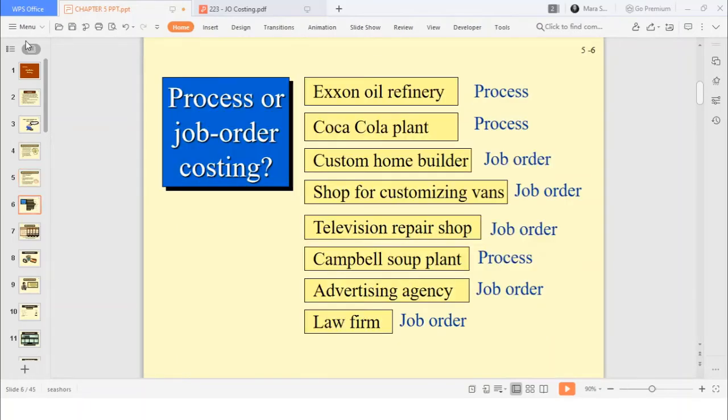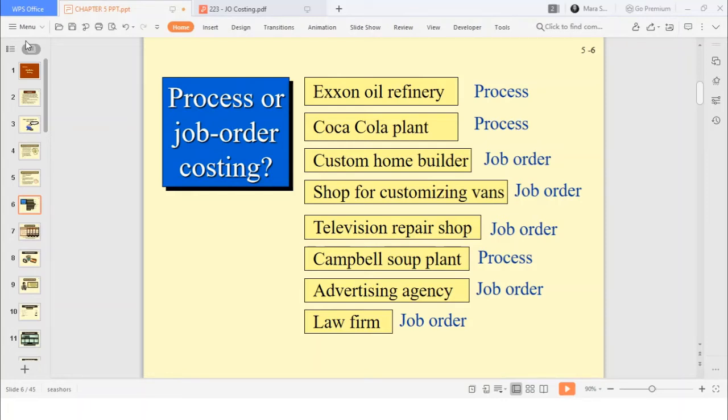Now, let's see some sample industries and what cost system they use. For example, Exxon Oil Refinery, of course, is process costing, because oil is taken by batch. So that is process. Same with a Coca-Cola plant, your product is Coke, or you make a lot of Coke, right, per batch.